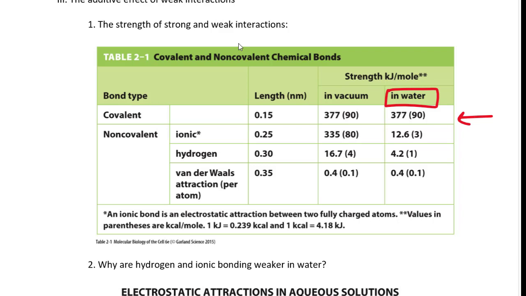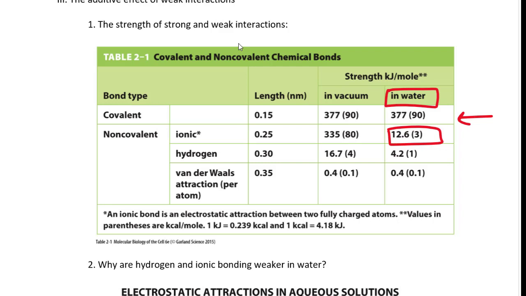Ionic is very strong in vacuum, 335. But in water, it goes to 12.6. So a single ionic bond is not that strong compared to a covalent bond when it's in solution in water, right here. Hydrogen bond, it's about a third in strength in water compared to the ionic bond, so it's weaker. Again, you have partial charges involved here, so it'll be a weaker interaction. And van der Waals interactions are the weakest, but we're talking about a single van der Waals interaction.